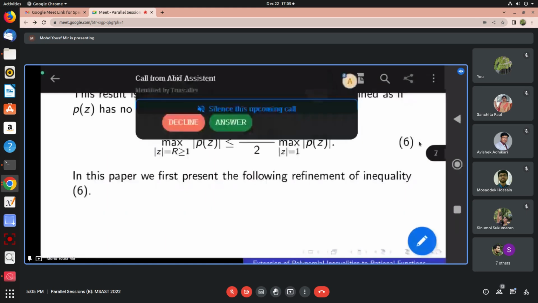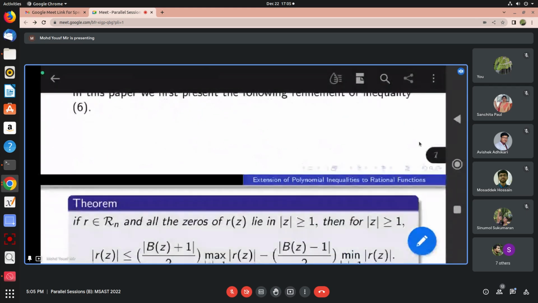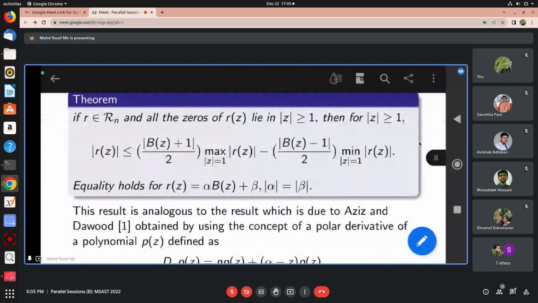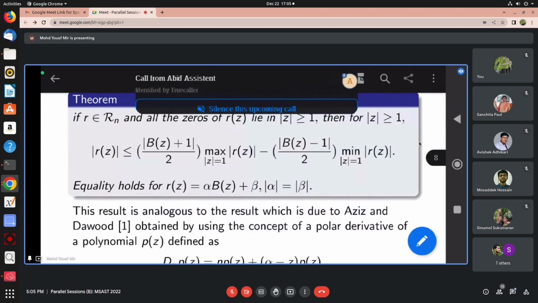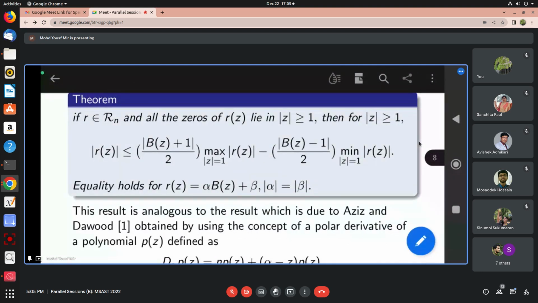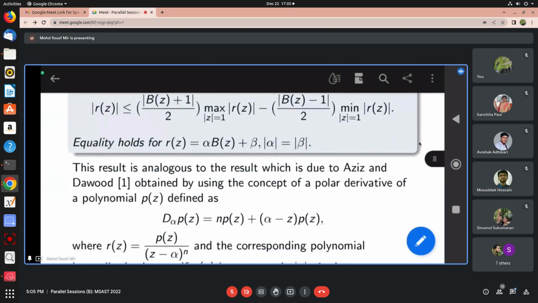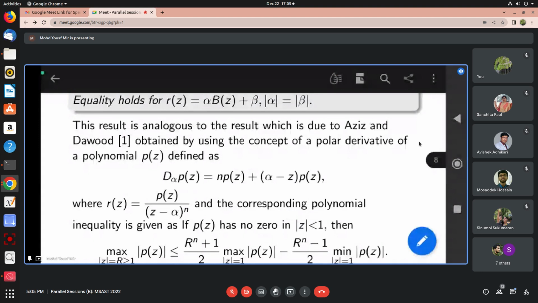We first present the following refinement of inequality 6. The first result is: if R is a rational function and all the zeros of the rational function lie on or outside the unit disk, then for modulus of z equal to 1, we have this inequality. Equality holds if R(z) is alpha B(z), where B(z) is the Blaschke product, plus beta, with modulus of alpha equal to modulus of beta. This result is analogous to the result due to Aziz and Dawood, obtained by using the concept of the polar derivative of polynomials.